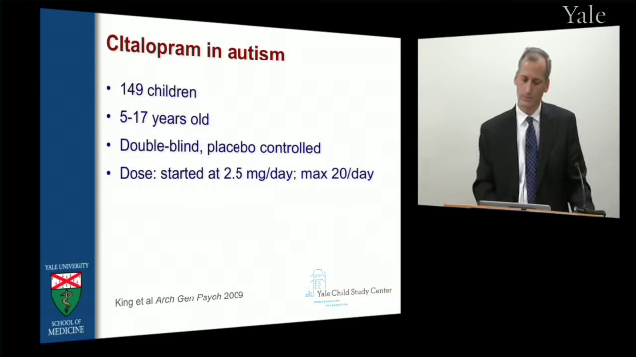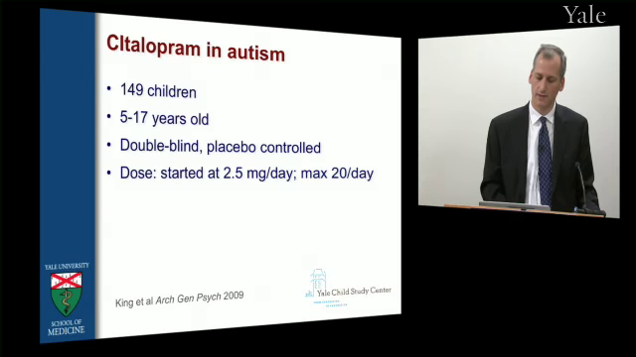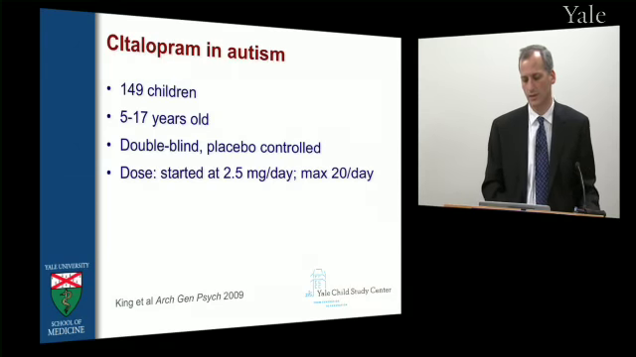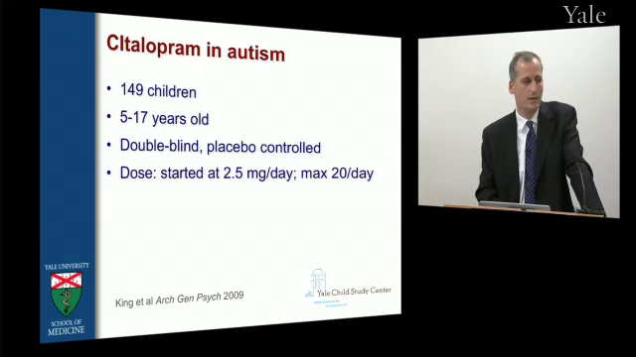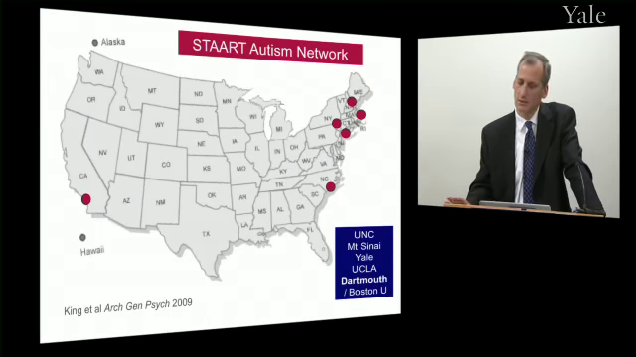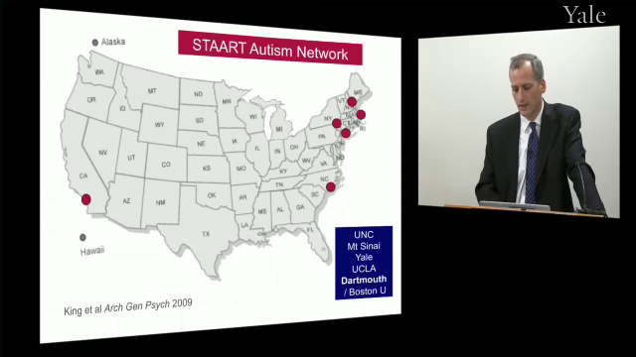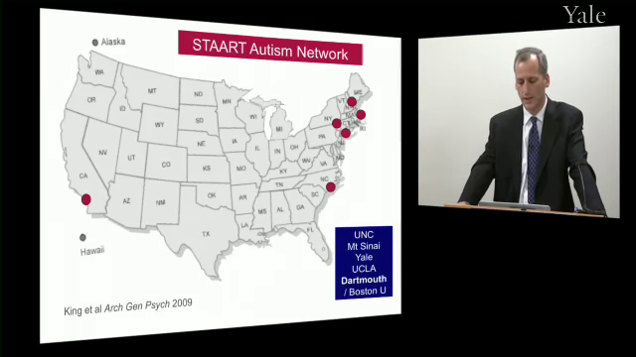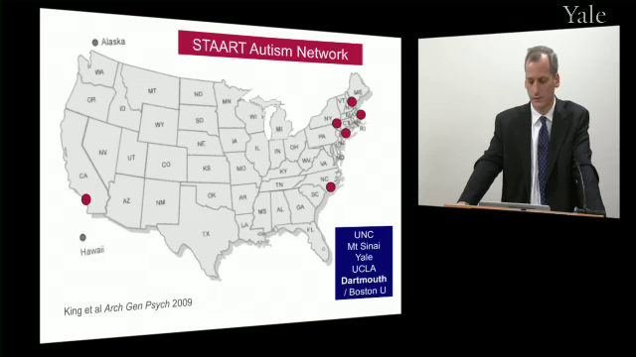Based on this, a very large-scale study was done, and see how the sample size keeps on creeping up. We had seen that the Risperidone study was 101 children. By now, 149 children in the same age range, 5 to 17, were treated in this double-blind, placebo-controlled way with fluvoxamine. This study, again, was a multi-site study. It was a different group of collaborators called the STAART network, which is a Center of Excellence in Autism, and some of the usual suspects, UCLA and Yale, but also some other colleagues at Dartmouth. The lead author of this study, Brian King, is at Dartmouth, Mount Sinai, and the University of North Carolina in Chapel Hill.